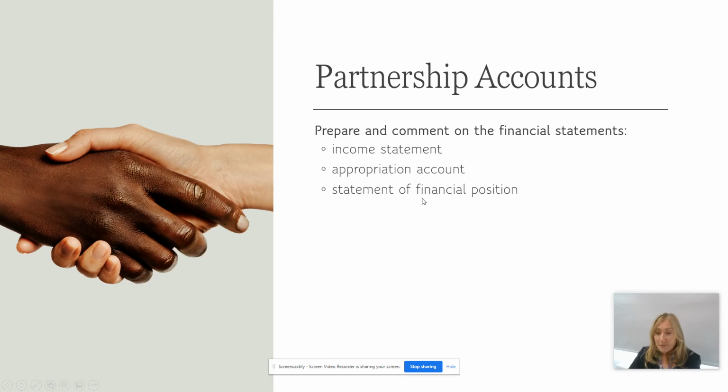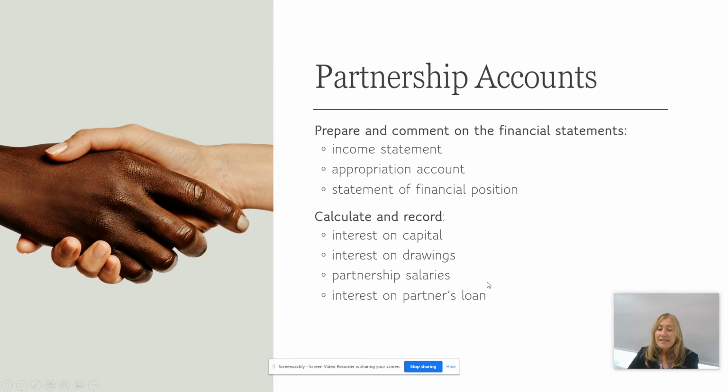Statement of financial position, obviously it's going to have capital and current account balances for each of the partners. Be able to calculate and record interest on capital, interest on drawings, partnership salaries, interest on a partner's loan, and how to allocate a share of a profit or loss.